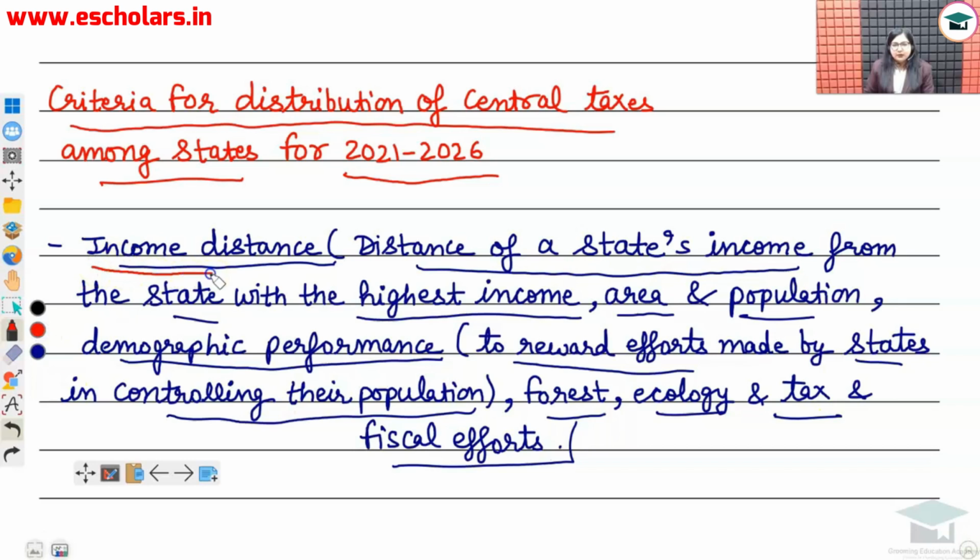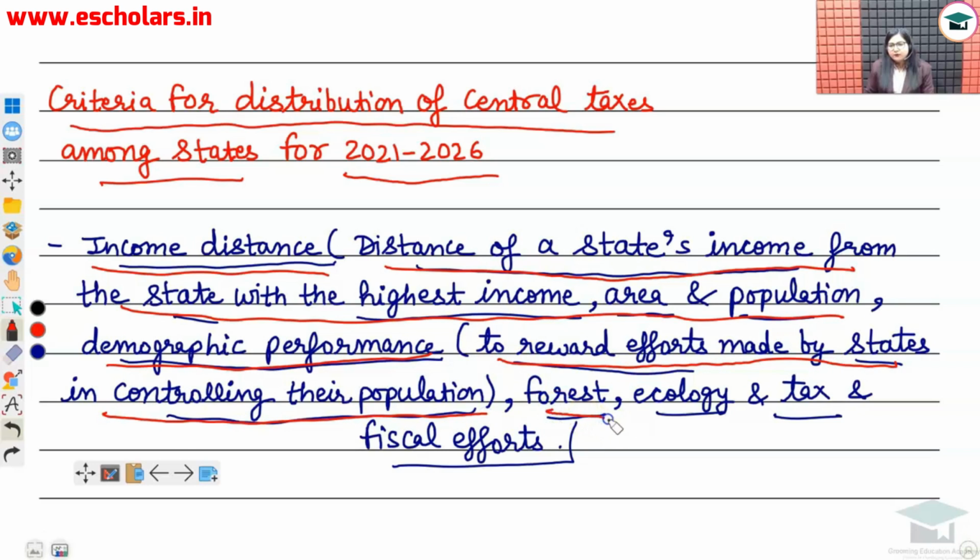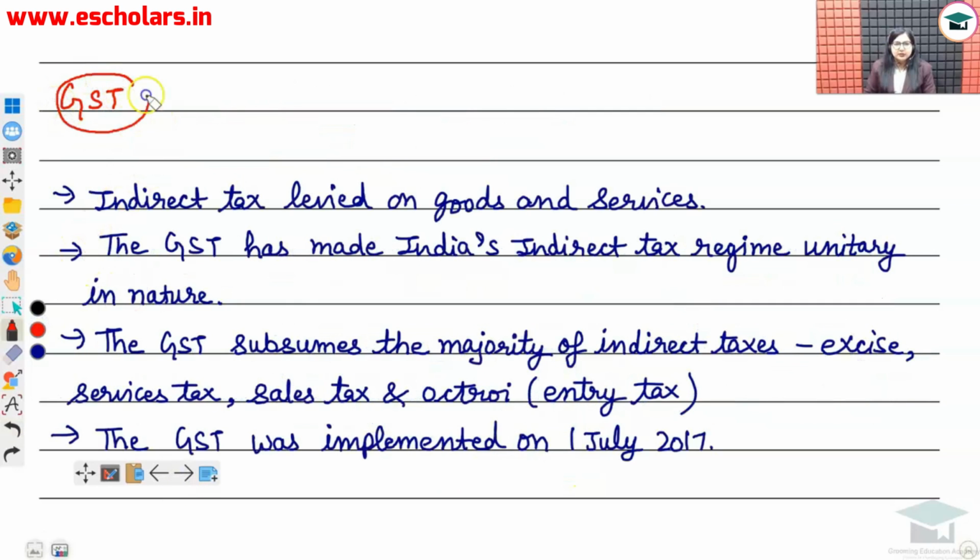So income distance, that is the distance of the state's income from the state with the highest income, area and population. Demographic performance, that is to reward efforts made by states in controlling their population, forest and ecology, and tax and fiscal efforts.